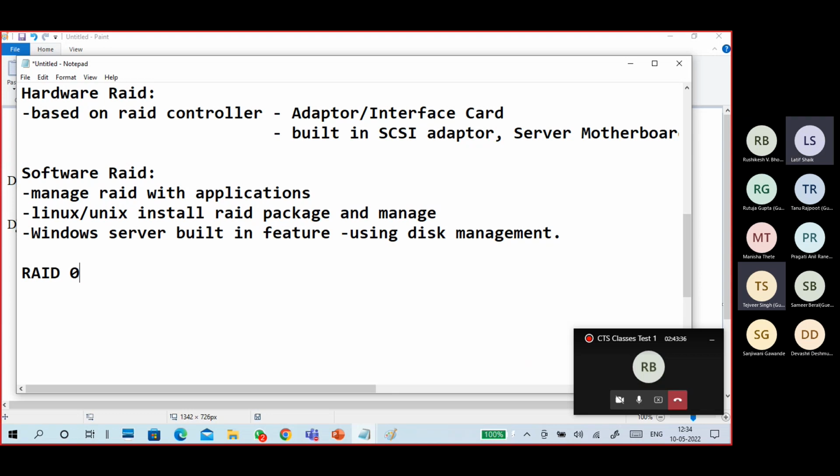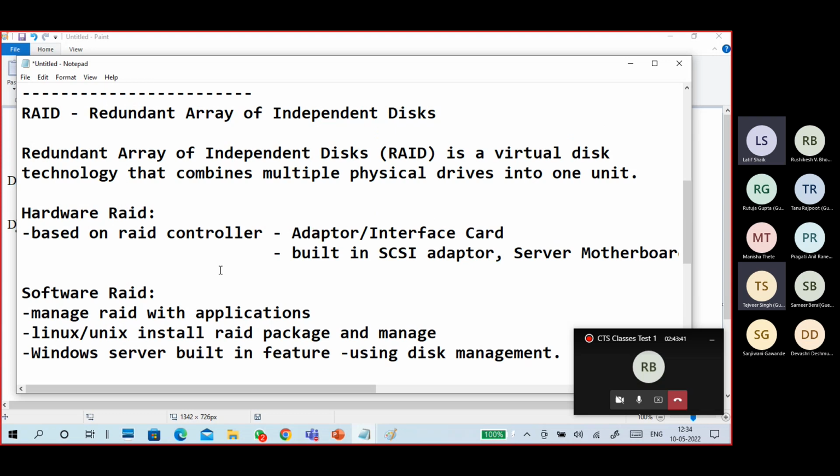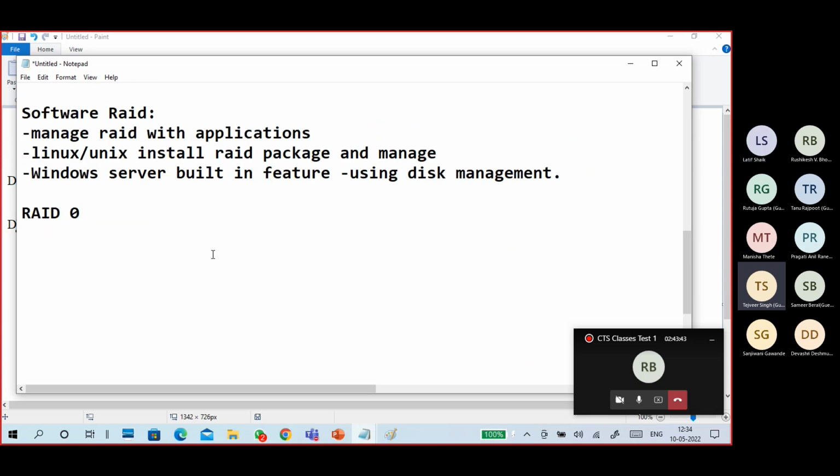Guys, do you understand RAID, hardware RAID and software RAID? Yes, sir. Very good.